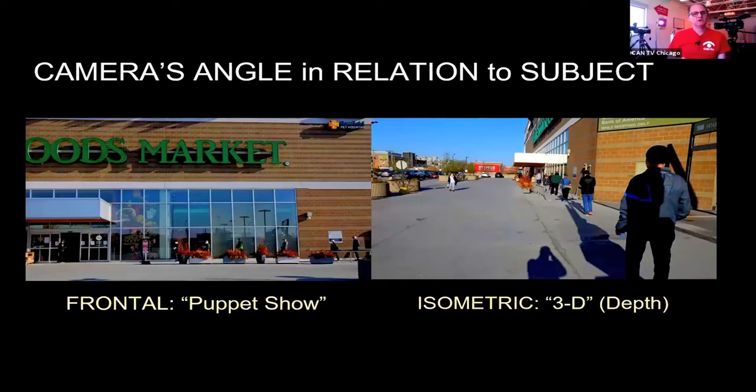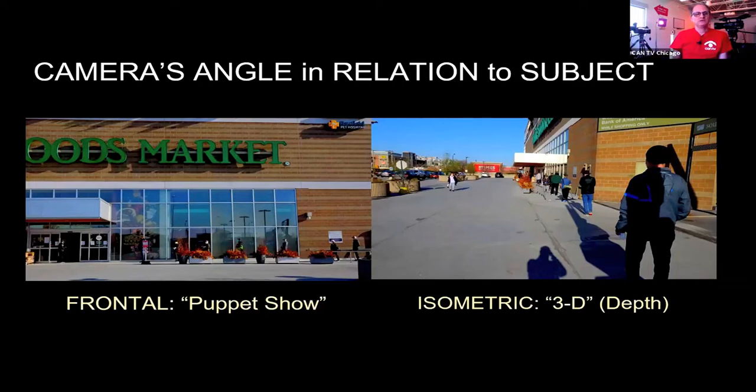A few weeks ago, I went to Whole Foods and found this line of people waiting 6 feet apart from each other to get inside. The image on the left is taken directly frontally, so it looks like a puppet show. It's Punch and Judy, you just see people on a flat plane. And it's all right. It illustrates what's going on.